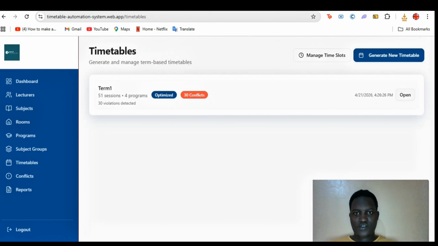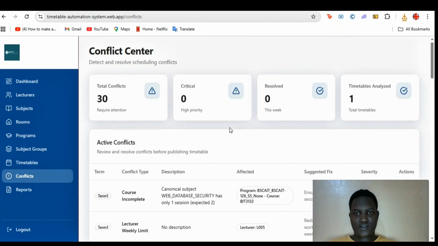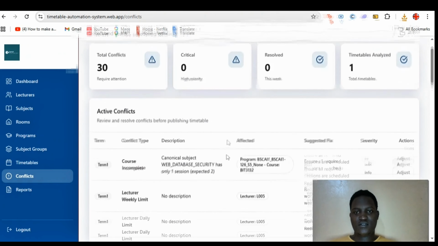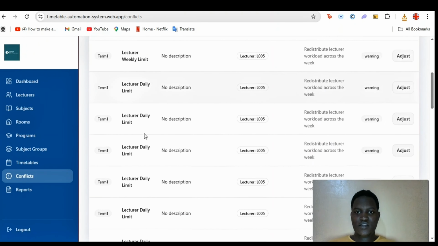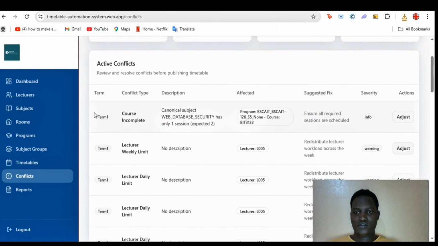So for the conflicts, when a timetable is done, you just have to come to conflicts and it will show you how many conflicts. So it says 30 conflicts, zero of them is critical and zero is resolved yet. And then you see the different conflicts that it fell into when it was generating a timetable and the descriptions. So, for example, conflict number one is course incomplete, web and database security has only one session, yet the system expects three sessions. It was offered by this program, and suggested fixes: ensure required sessions are scheduled.